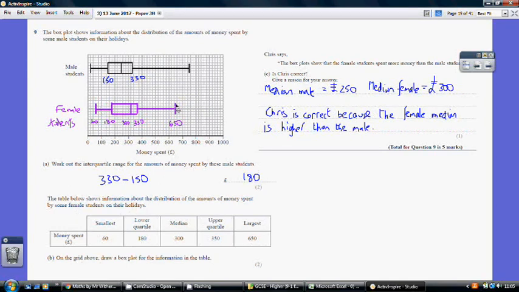So that's quite straightforward. And then part C, Chris says the box plots show that the female students spent more money than the male students. Well, the median for the male students is 250. The median for the female students is 300. So yeah, Chris is fair enough. Chris is correct because the female median is higher than the male median amount.